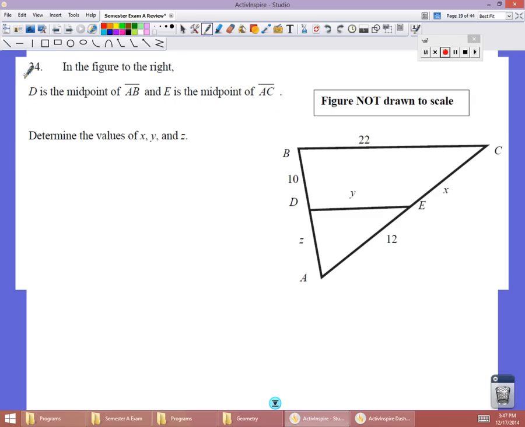Alright, number 34. In the figure to the right, D is the midpoint of AB. So once again, we have midpoint. D is the midpoint of AB. Midpoint means divides it in half. So these two have to be the same as each other. E is the midpoint of AC, meaning these two have to be congruent to each other. Alright, because we are connecting two midpoints, the segment in the middle here is what we call a mid-segment.